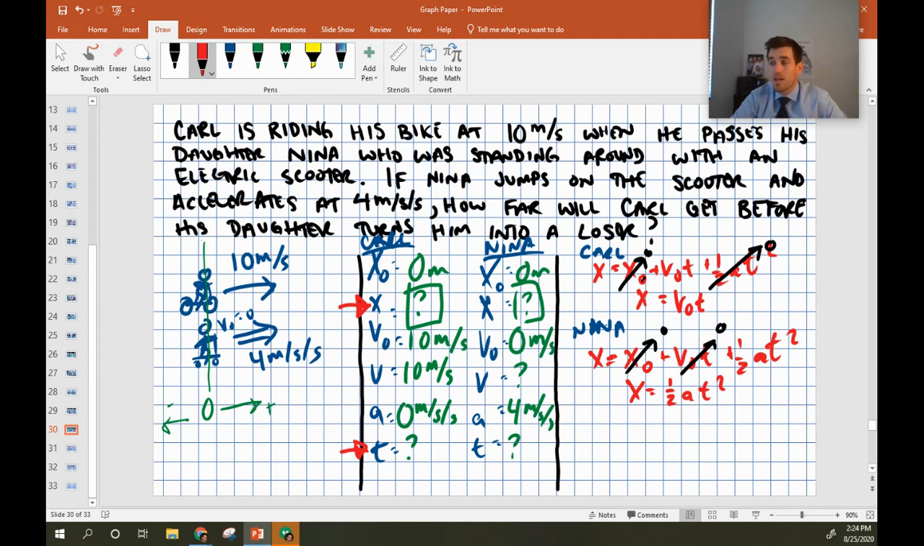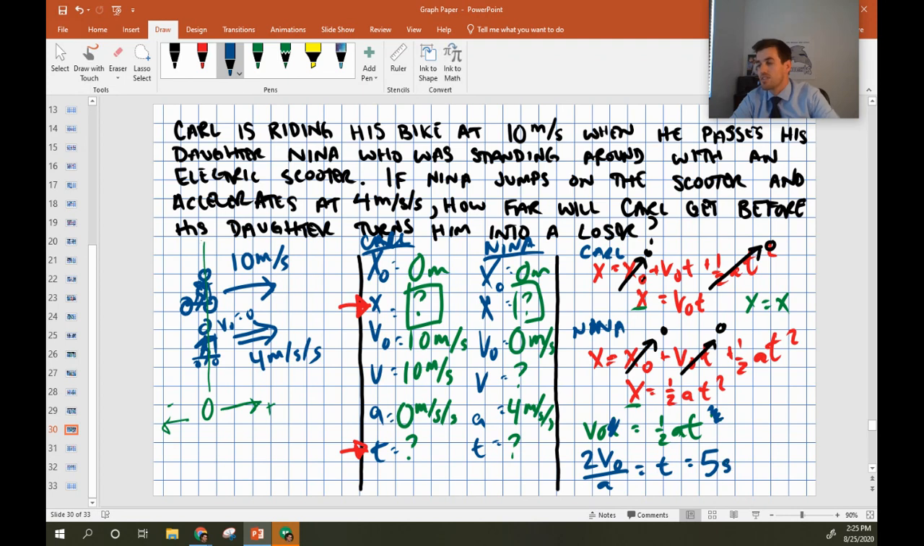Now, if we want them to hit, that means they have to have the same x, which means we can set these two equations equal to each other, because if x equals x, then v naught t equals 1/2 at squared. And now we can start doing some fancy algebra, because this t will cancel with one of those t's. If I want to get t by itself, I could say 2 times v naught over a is equal to t, or 2 times 10, that's 20, divided by 4, it's going to take 5 seconds.